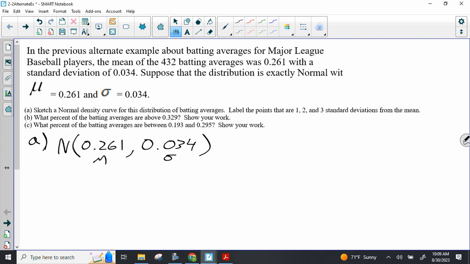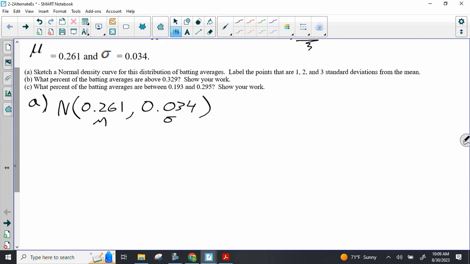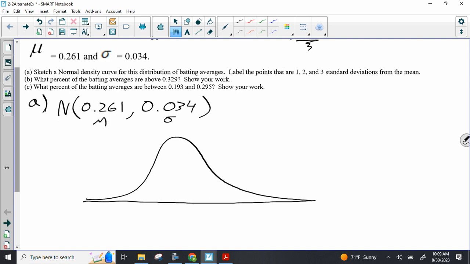We're assuming that it's normal. Very important. Can't do this if it hasn't told me the distribution is normal or approximately normal. But since it said that, then I'm allowed to go ahead and draw my normal curve.